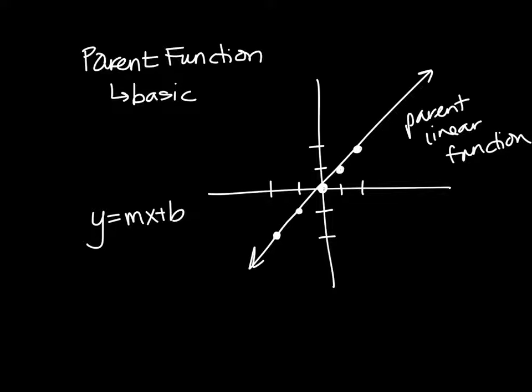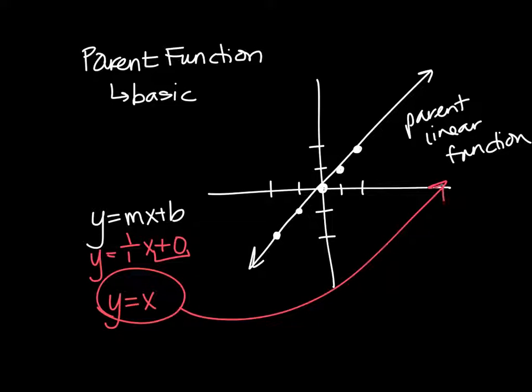And if we write that out as a formula, I can say my slope is 1 over 1, my y-intercept is 0. This plus 0 I don't really have to write because adding 0 doesn't change anything. And 1 over 1 is just the same thing as 1, so it's 1x, or just x. So this parent function is y equals x. So just keep that in mind.